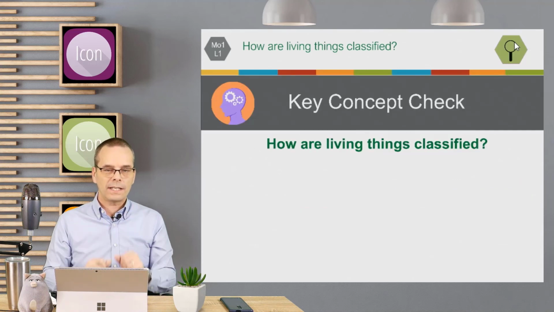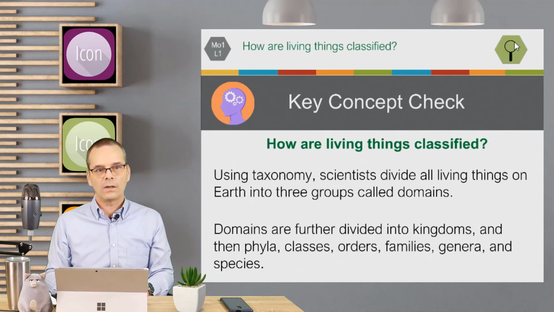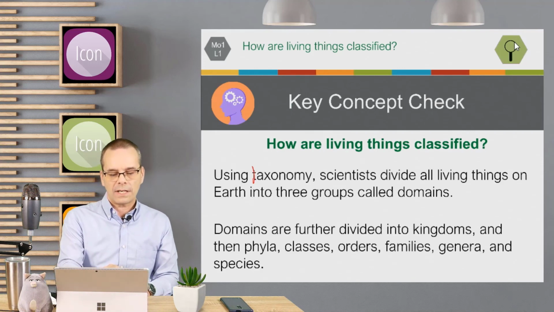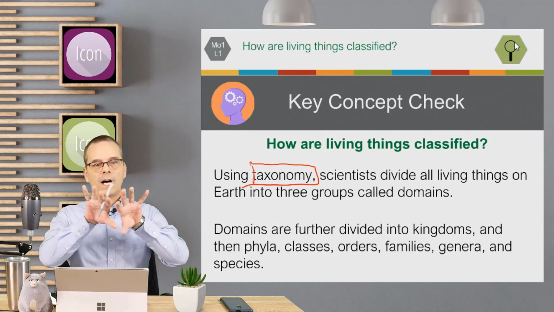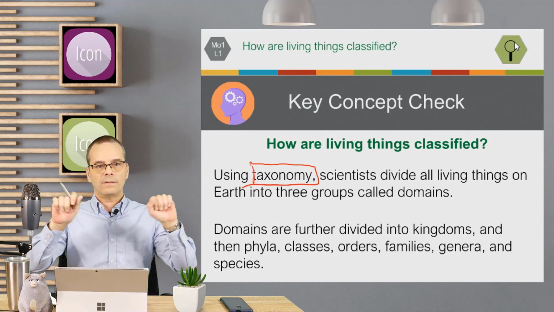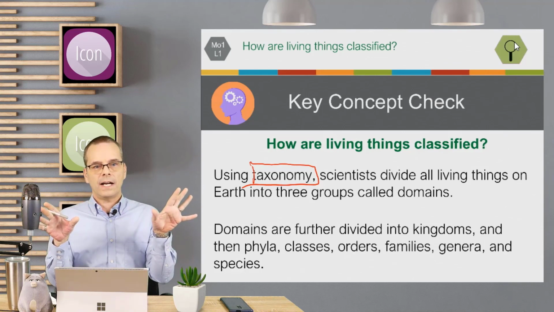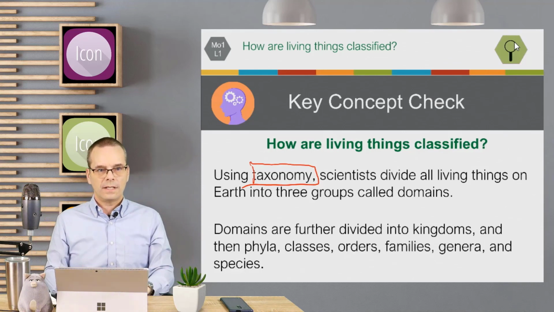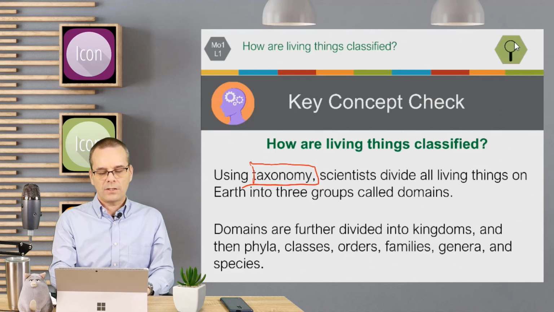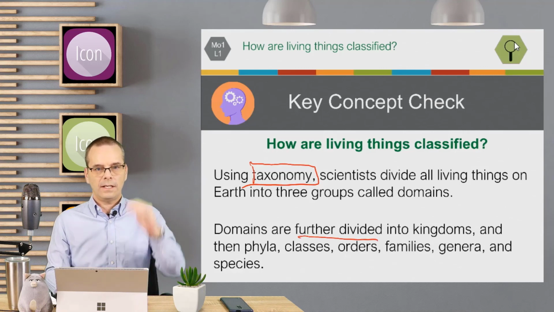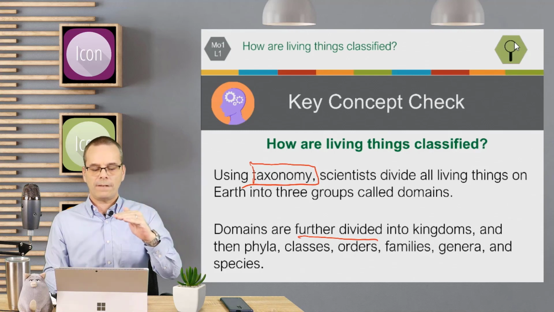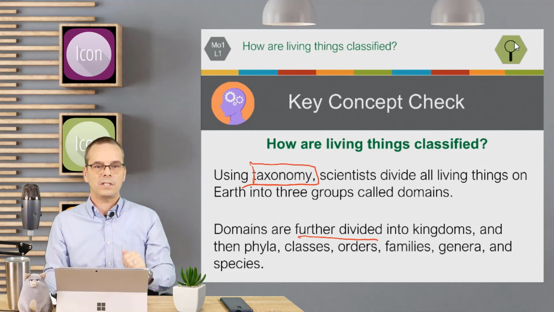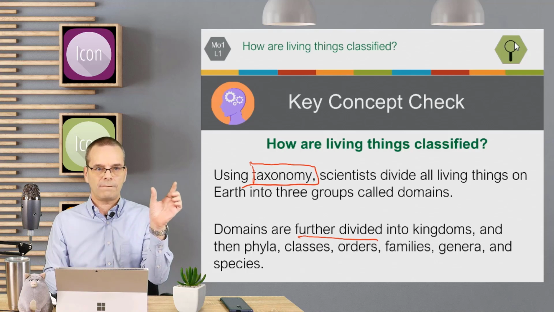So how are living things classified? That's our next key concept. Well, to classify living things, we use taxonomy, and then we start to divide living things up. All right? Everything is divided into 3 domains. And then from there, the domains are further divided into kingdoms, phyla, classes, orders, families, genera, and species. Species being the final one.